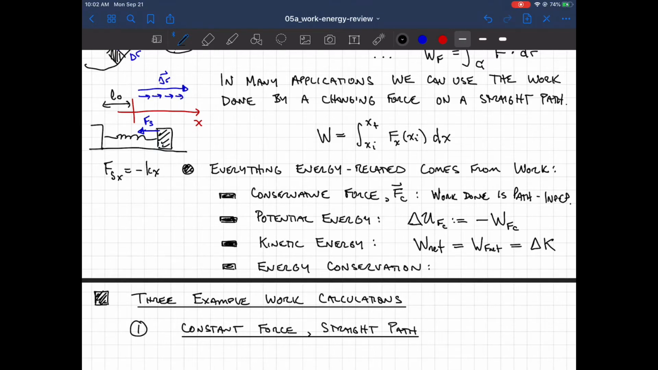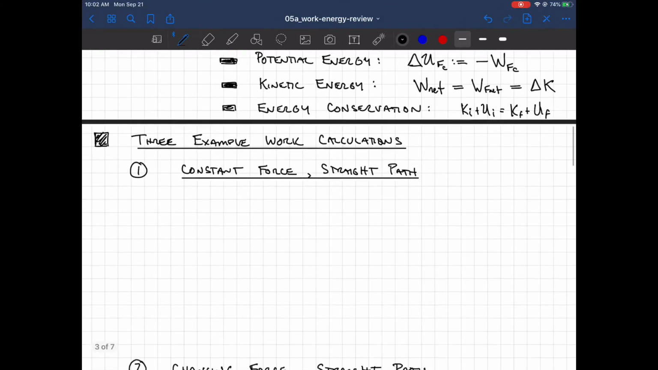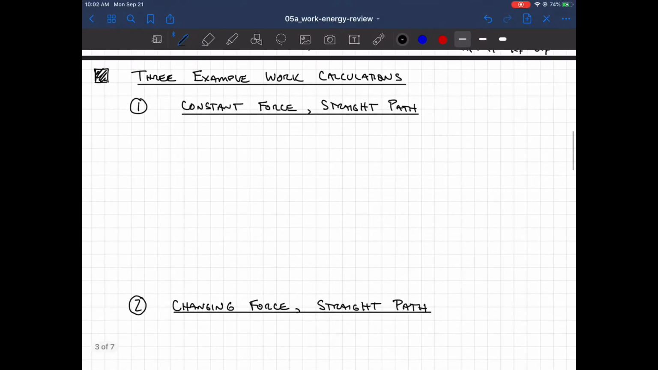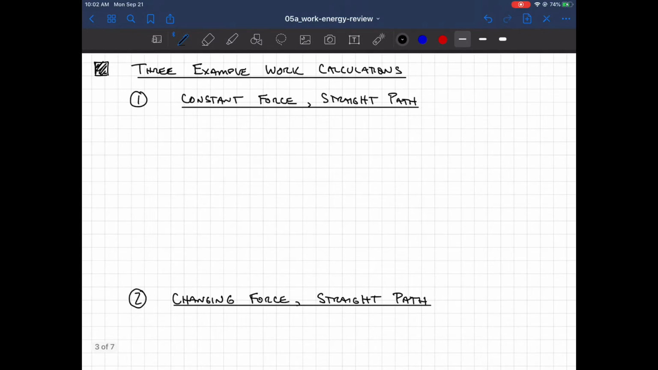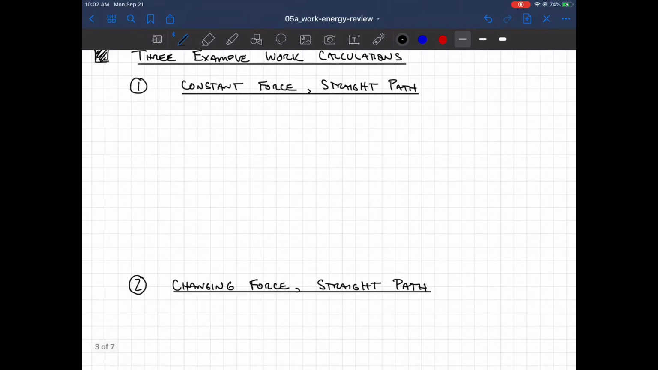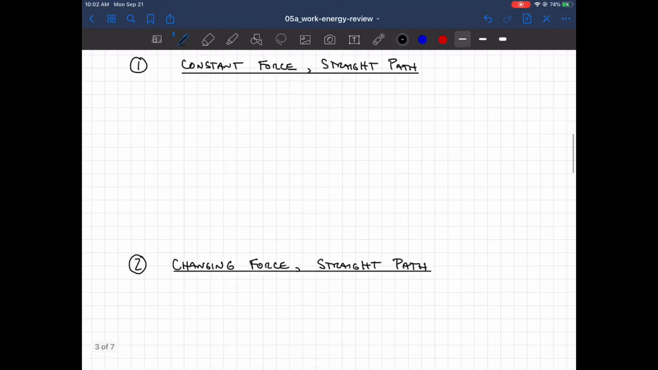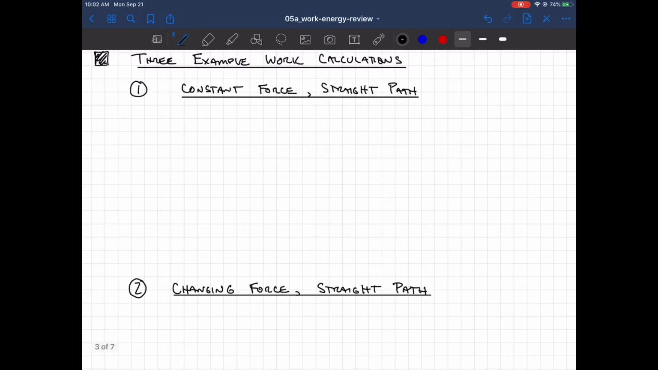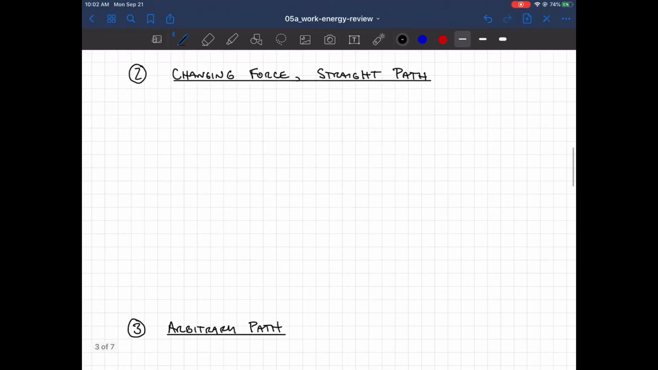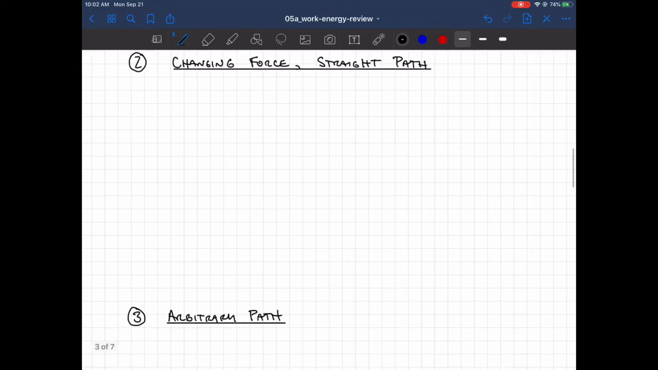And then finally, we have energy conservation, which looks something like the initial kinetic plus the initial potential is equal to the final kinetic plus the final potential, which is true if you only have conservative forces acting. If you have non-conservative, then you have to adjust that slightly. So everything comes out of that. Let's do a few example calculations with work. So we'll do 3 of them, and we'll use the 3 different particular calculations of work that were mentioned above. The first being a constant force and straight path, then a straight path but a changing force, and then finally an arbitrary path.